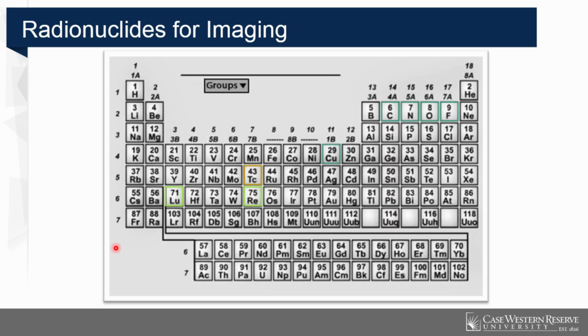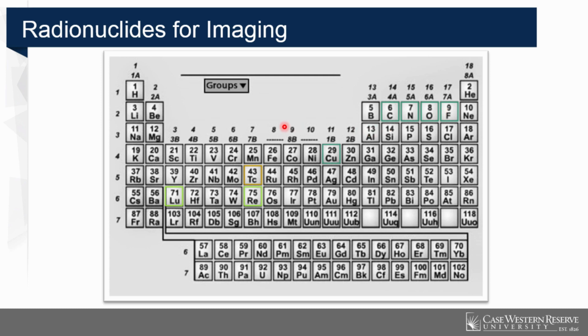Here is a periodic table most of you are very familiar with. What we're doing is using radioactive isotopes of the stable elements. For example, carbon, nitrogen, oxygen. These are the building blocks for organic compounds. And we are using radioactive carbon such as carbon-11, radioactive nitrogen such as nitrogen-13, radioactive oxygen such as oxygen-15, and radioactive fluorine such as fluorine-18.